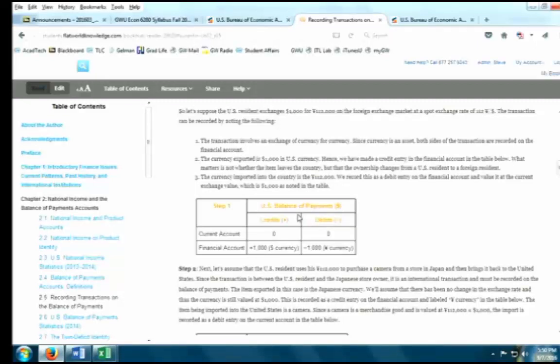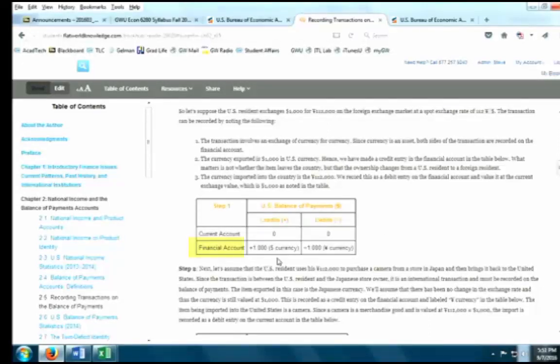That's how we keep track of things. Now, the first trade is between dollar currency and yen currency. Both of those moving in and out of the country are assets. So both of them will be recorded as transactions or entries on the financial account of the balance of payments.